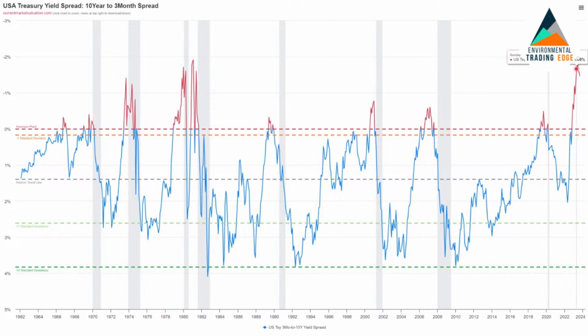Let me see if I can get zeroed in on this guy. It's like a little itty bitty guy.